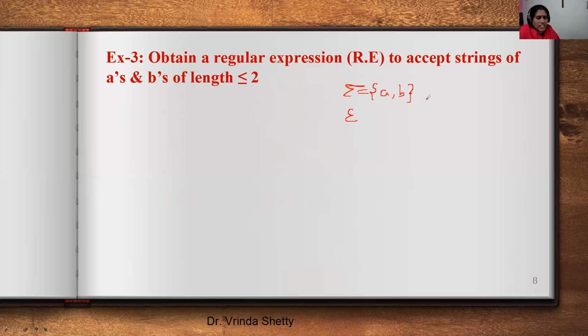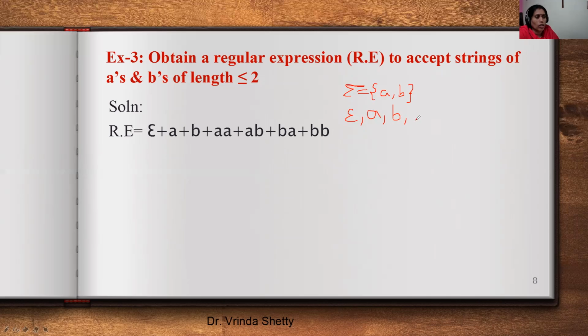See, so when we say the length is less than or equal to 2, it means sigma can be there. It can have only A. It can have only B, right? What is the length here? Epsilon is 0, then 1, 1. Then length 2, already we are familiar with length 2. So according to that, we'll write here. For length 2, we are going to have either AA or AB. Here I have written epsilon, A.